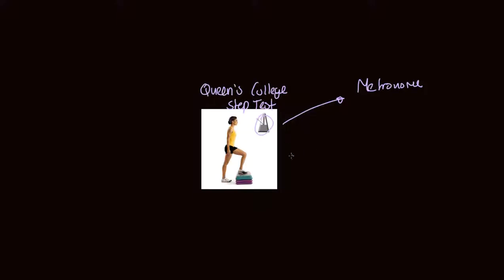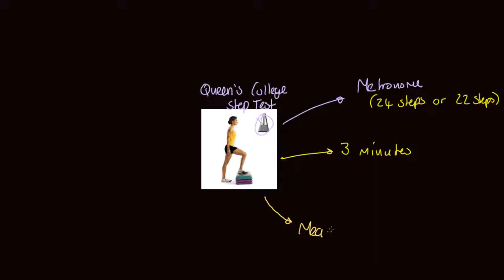Secondly, the performer in the Queen's College version is going to perform their steps on the metronome for 3 minutes. Every person is going to perform for 3 minutes. I should say, by the way, that the metronome would be set for 24 steps for men or 22 steps for women. So we have a male and female version of this test. Next point I'd make is that after that 3 minutes is up, we're going to measure heart rate immediately after the performance ends.